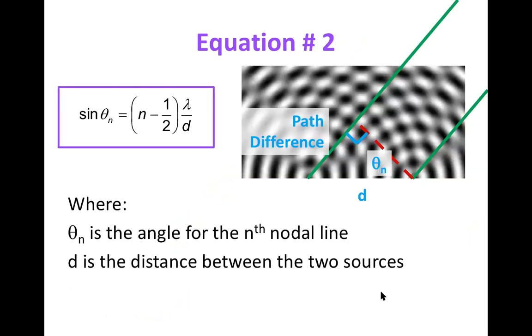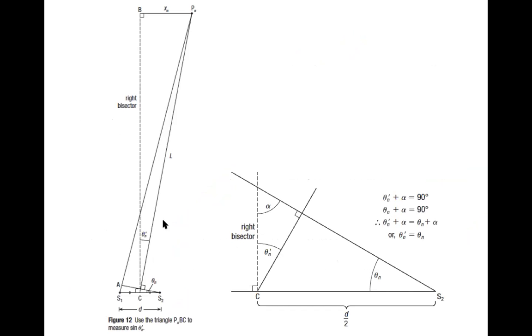So the textbook derives a new equation. You still have the n minus a half, but it's lambda over d on this side, and it's sine theta n. And theta n is the angle for the nth nodal line, and d is the distance between the two sources. So the derivation has a diagram that looks like this.